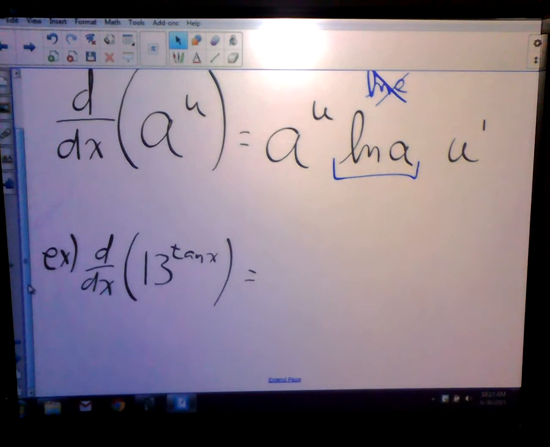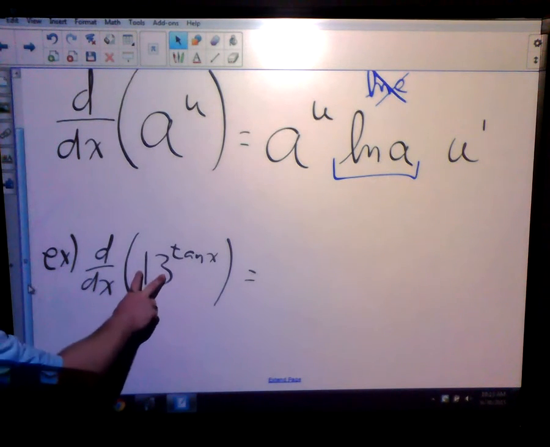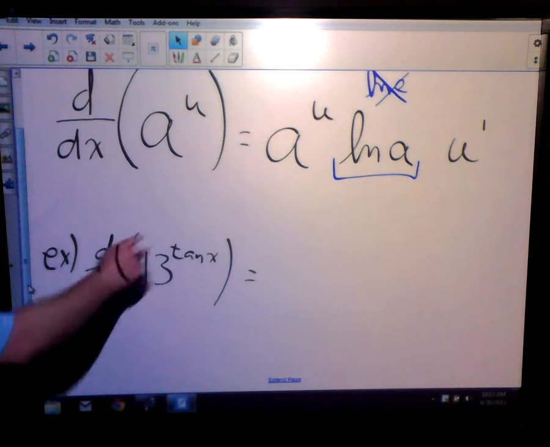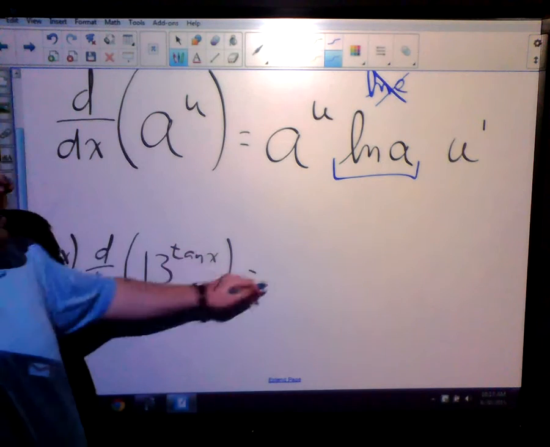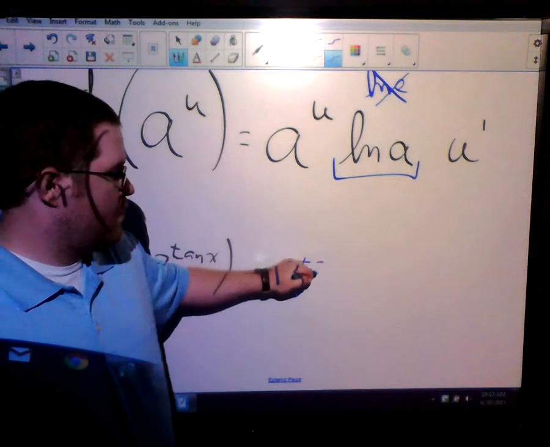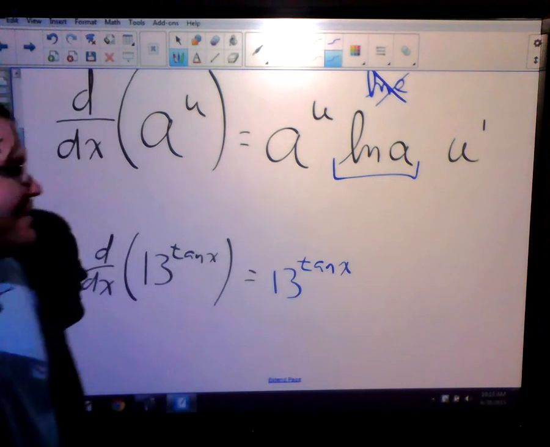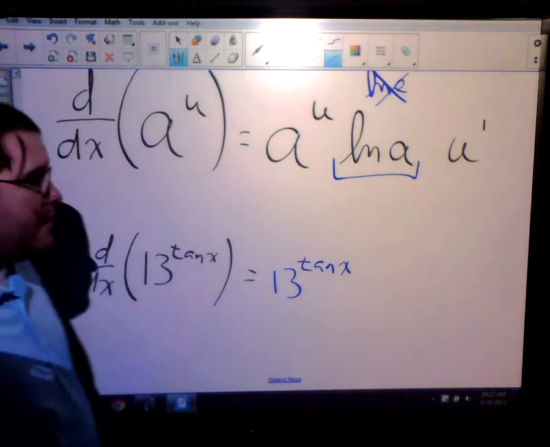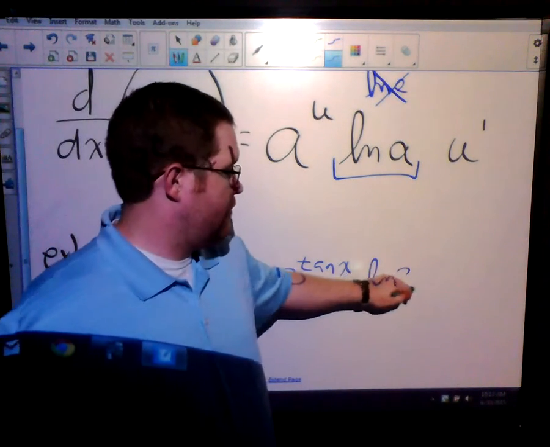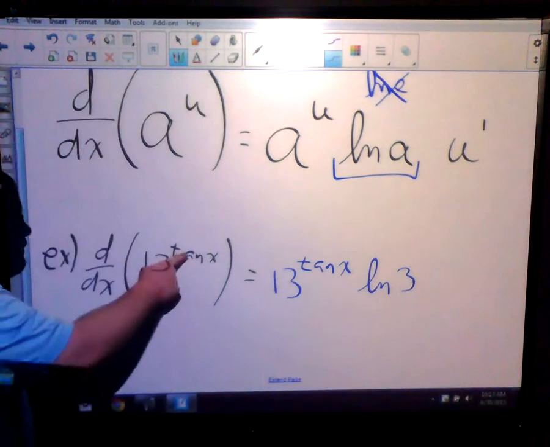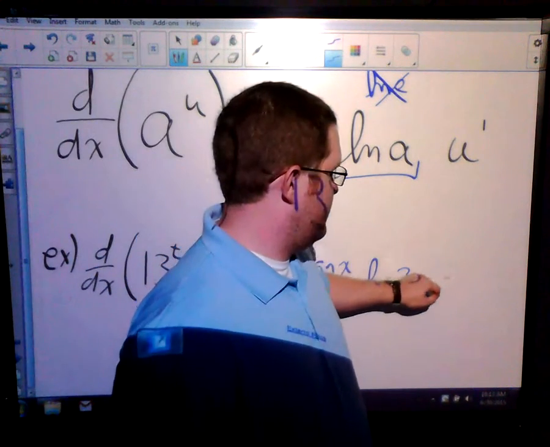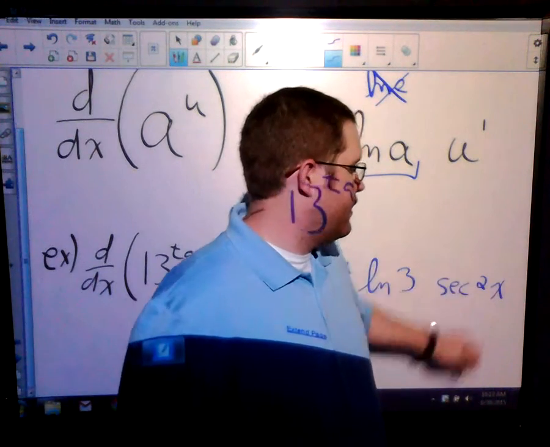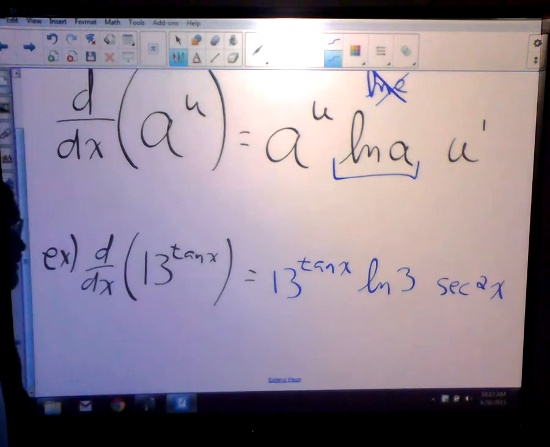This is an exponential that doesn't have e as a base. Instead of e to the tangent of x, it's 13 to the tangent of x. So, it's the same thing again, times the natural log of whatever the base is, times the derivative of the top. What's the derivative of tangent x? Secant squared of x. And that's fine for an answer.